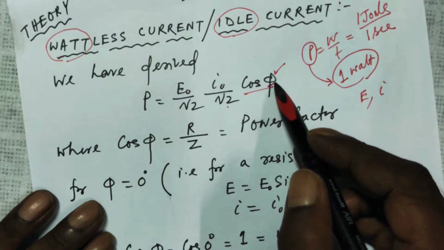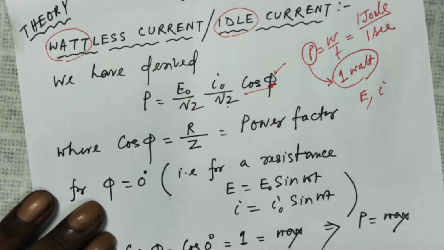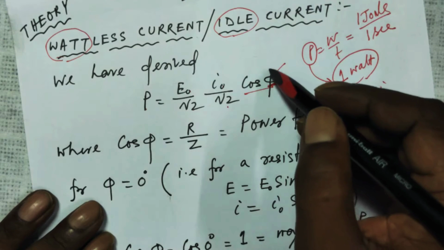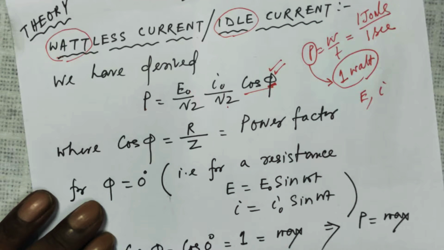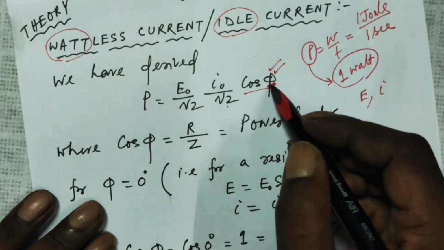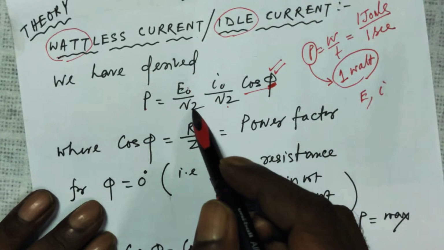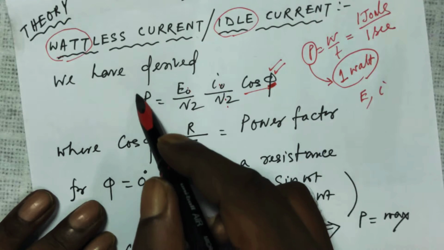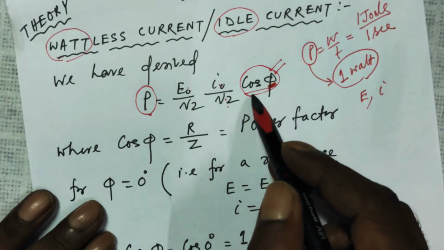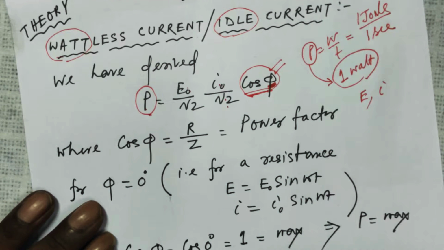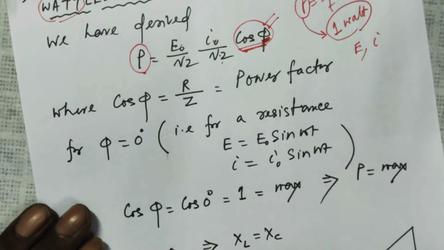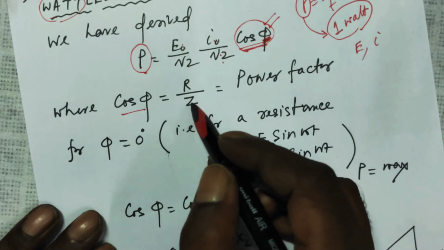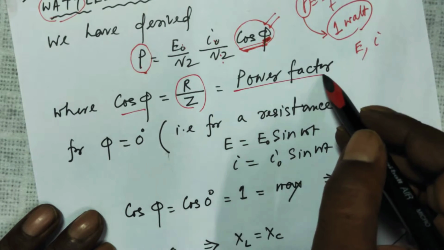And we had also seen this phi for a circuit containing only inductance, this phi was pi by 2, and for a circuit containing only capacitance, this phi was also pi by 2, but for a circuit containing only resistance, this phi was 0. So this is constant, this is constant, this is constant. So how much power is consumed all depends on this factor cos phi, which was called your power factor. Where cos phi was R by Z.